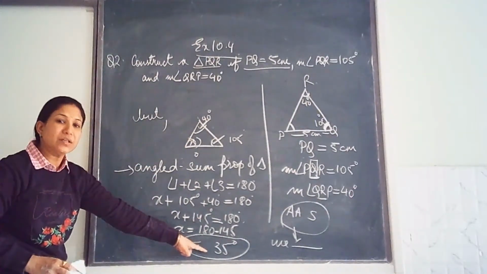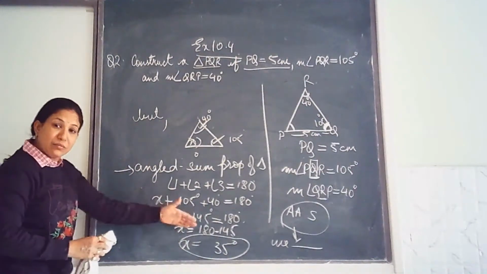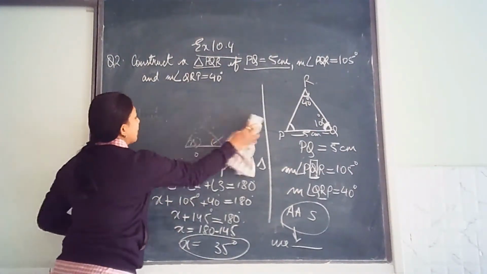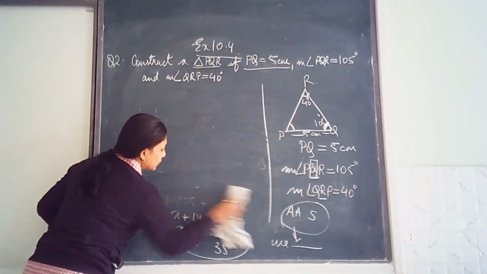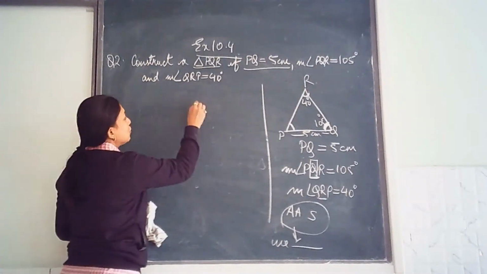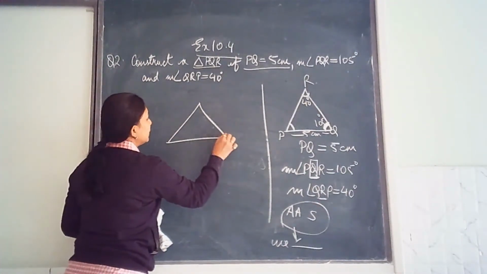We got it as 35 degrees. So again, below this, I am going to pause the video, copy the solution. Now after this, you will do the rough work again. This is all what we are doing is rough work. So now again draw the triangle.